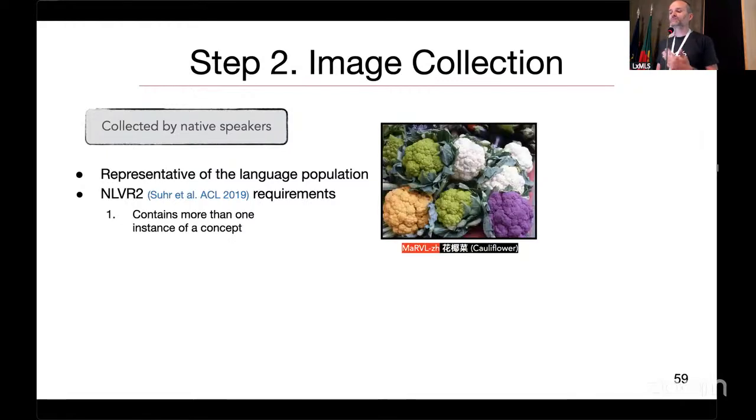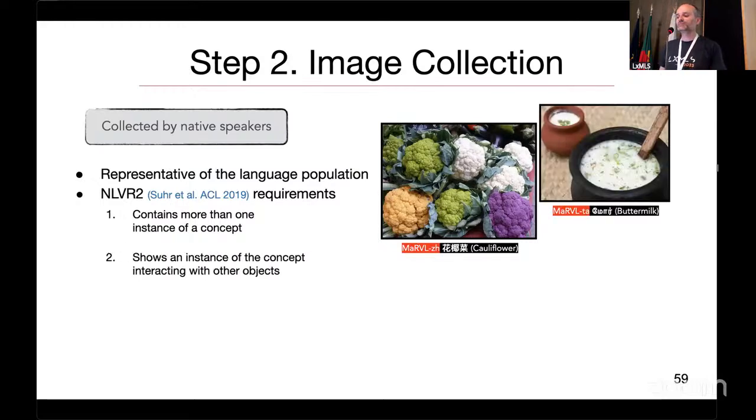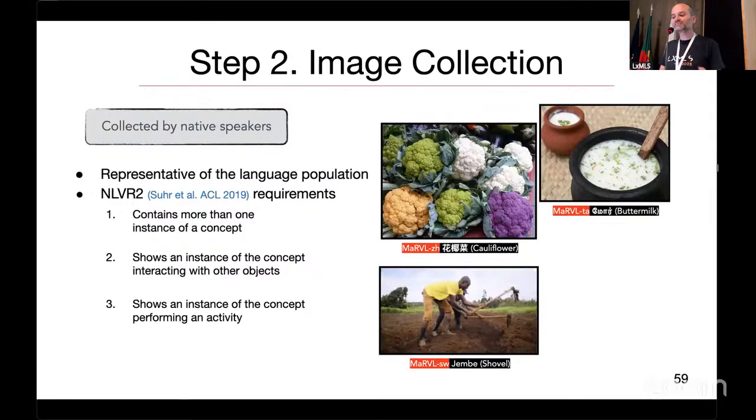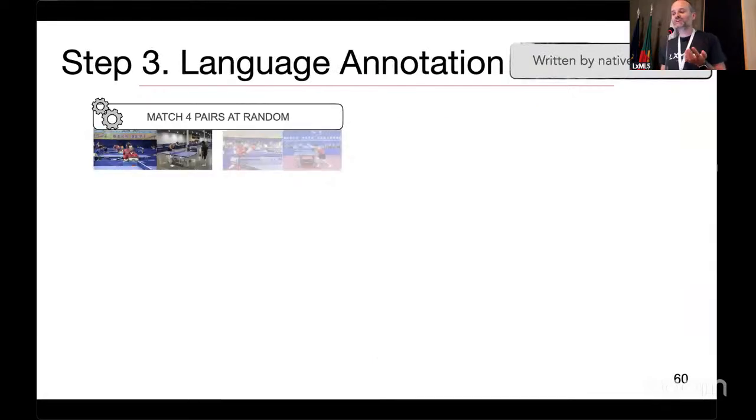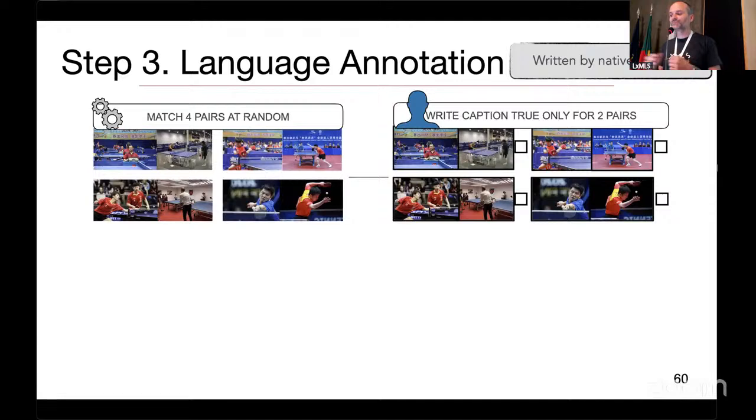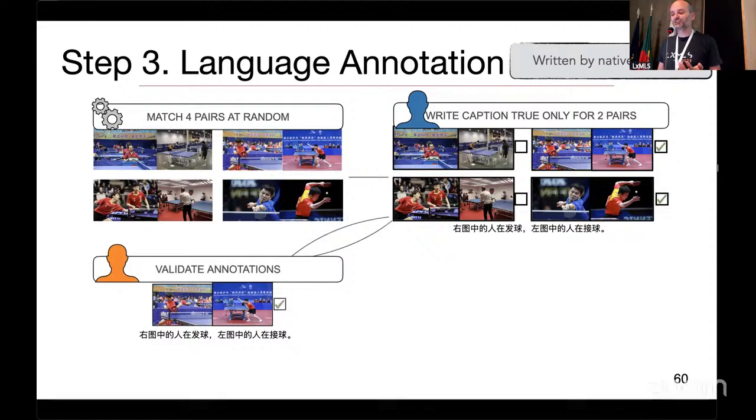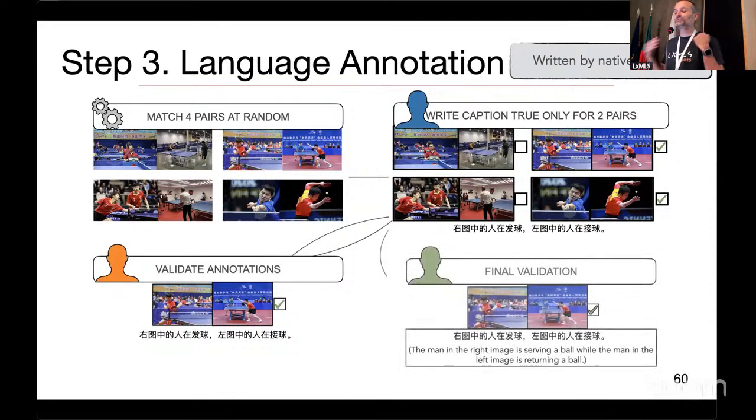We wanted examples of images that contained one or more instances of a concept, or maybe the concept was interacting with other objects, or maybe it was being used to perform an activity, or it was displayed with a diverse set of features. And once we collected this data, we then performed language annotation by matching image pairs at random and having a native speaker write a caption being true for only 2 of the pairs, and then having someone validate this annotation. If it was not good, it would go back. If it was good, it stayed in our dataset for a final annotation.